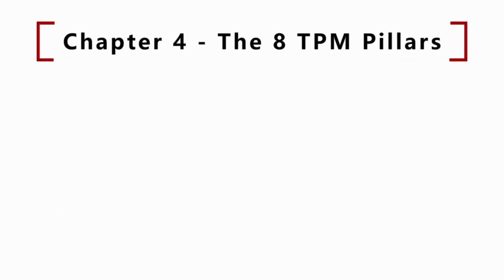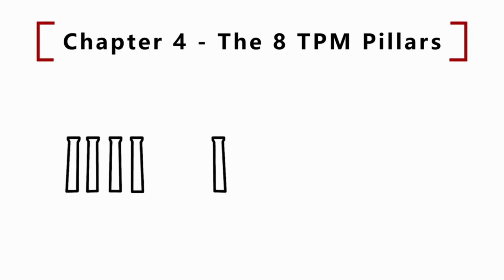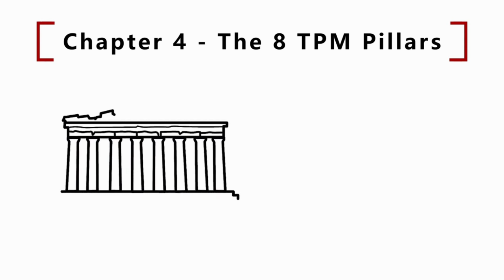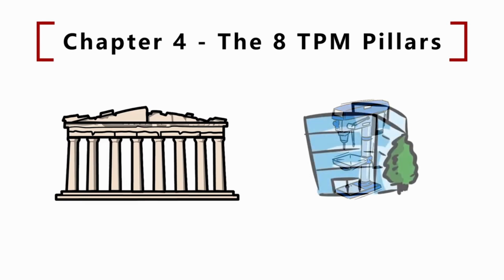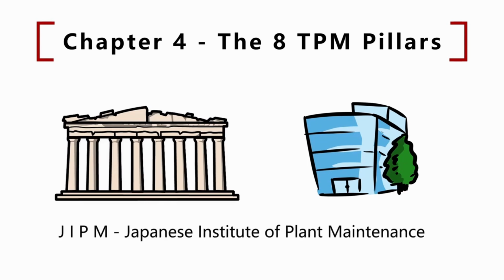Chapter 4. The 8 Pillars of the TPM. In the literature, a model of implementation of the TPM is often proposed with the figure of a temple with 8 pillars that must be built in order and in time. Following the road of the 8 pillars, we will no longer stop at the machines alone, but the improvement will affect the complete organization. You can find a slightly different order based on the source. Here I propose the sequence of the JIPM, Japanese Institute of Plant Maintenance.